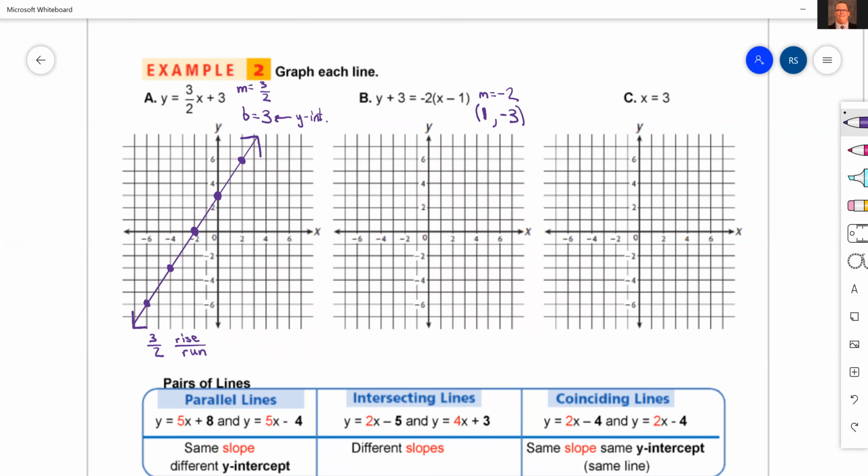So that's the point we want to start at. 1, -3. And then our slope tells us to go down 2 over 1. When we say slope is -2, think of that as being over 1. So you'll go down 2, right 1 each time. Down 2, right 1. Down 2, right 1. Till I'm out of the room, then I gotta go the other way.